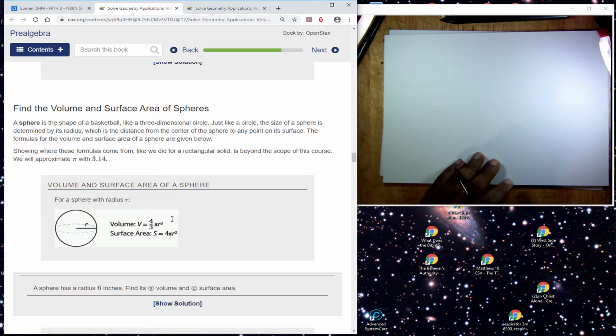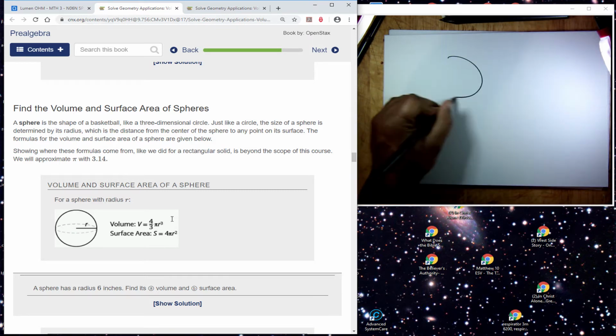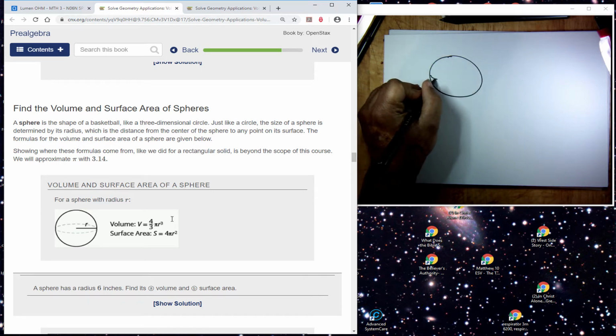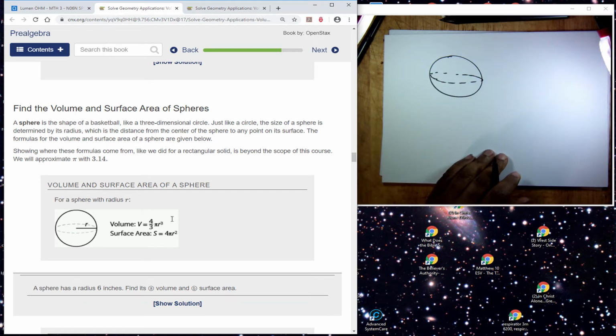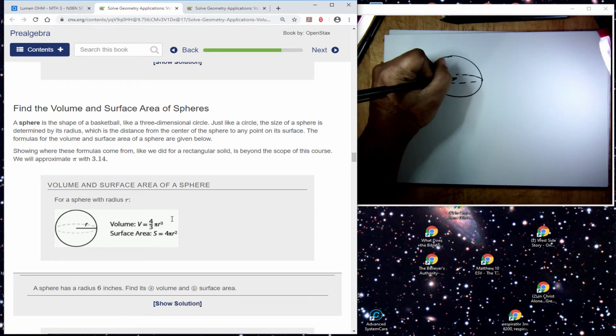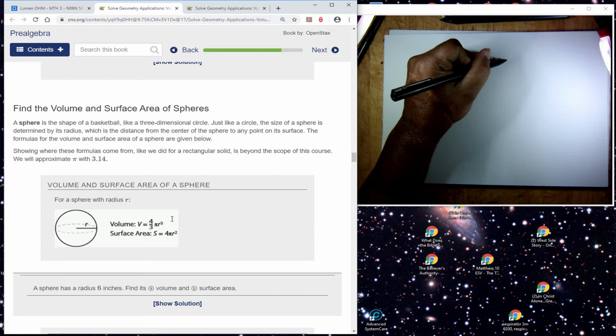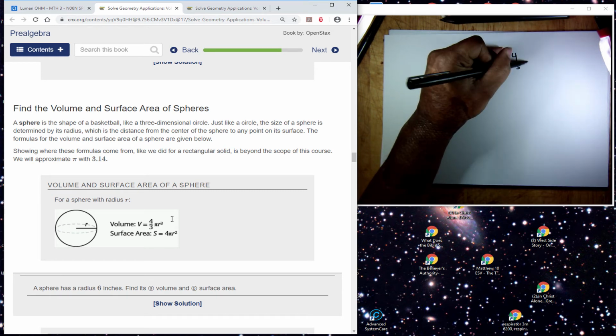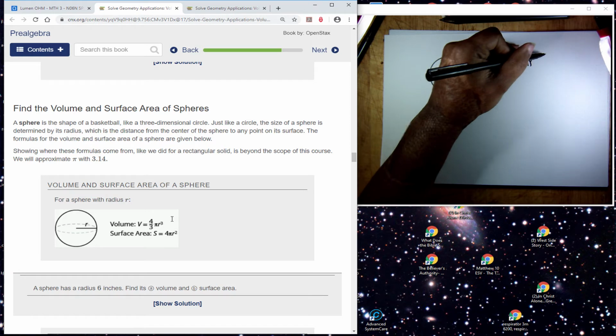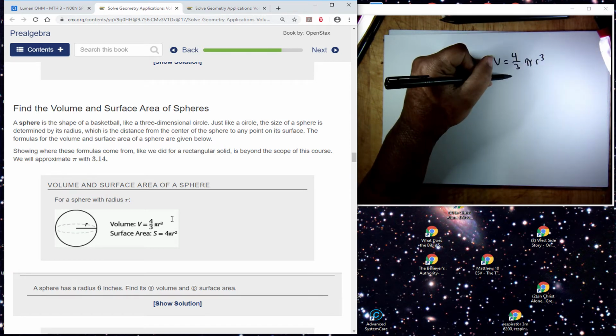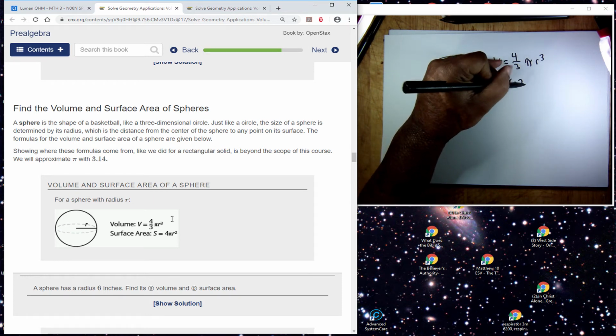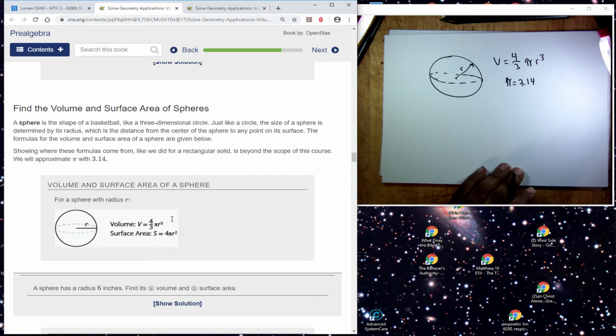Find the volume of a sphere. So we have a sphere here. Okay. And from this distance to the center, that's my r, a radius. So the volume in this case is going to be 4/3 pi r to the third. In this case, they're letting pi be equal to 3.14. Okay.